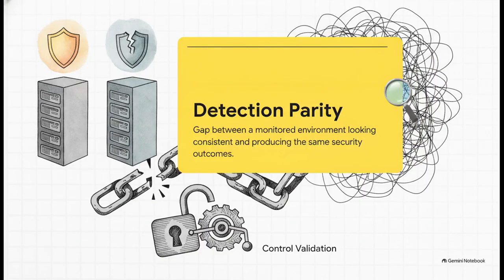To really understand this, we can look to the NSII Management Group's definition of SIEM detection parity. Basically, it's the gap between a monitored environment that merely looks consistent and one that actually delivers the exact same security outcomes. The absolutely crucial point here is that parity is a control validation problem. It's not just some cosmetic comparison. If your outcomes don't match, well, your parity is broken.